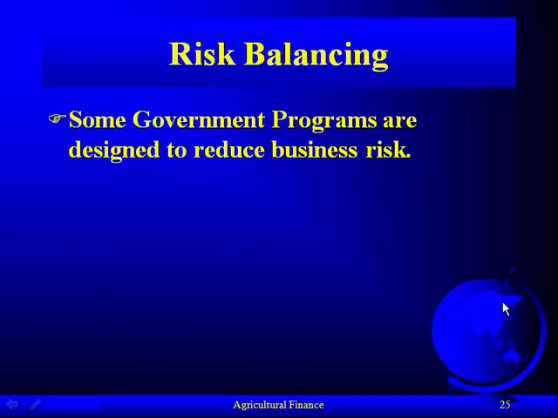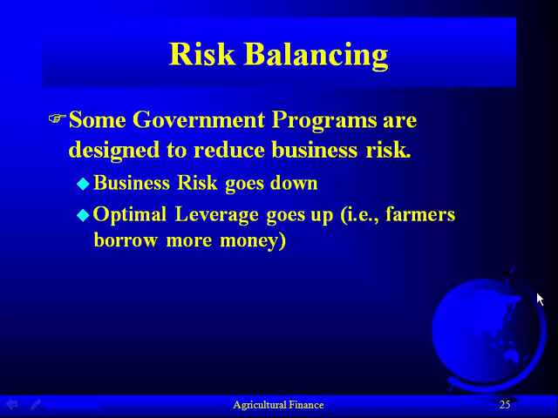Some government programs are designed to reduce business risk. These programs have support prices: if prices go below a certain level, the government kicks in and pays you, or you can sell your crop to the government in a loan, and if prices get too low, the government just takes it, a non-recourse type loan. In agriculture, there are a number of programs the government uses to reduce business risk. So if business risk goes down in agriculture, what do farmers do? As the risk goes down, it gives them encouragement to go out and borrow more money. Look at that formula. The optimal leverage goes up. They go out and borrow more money.